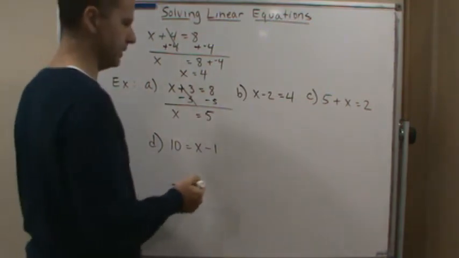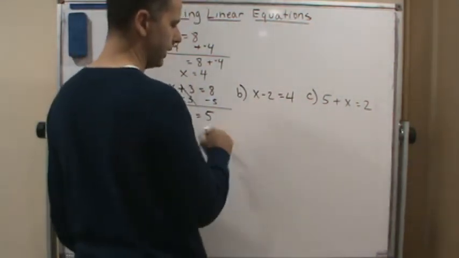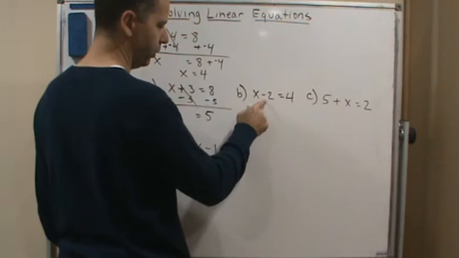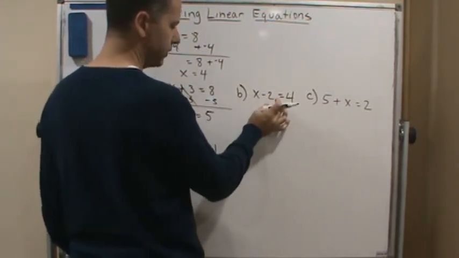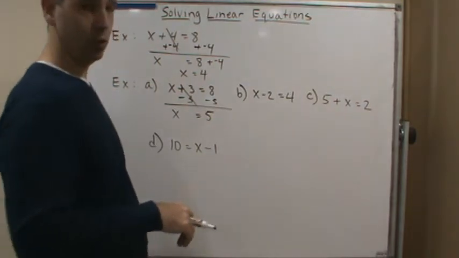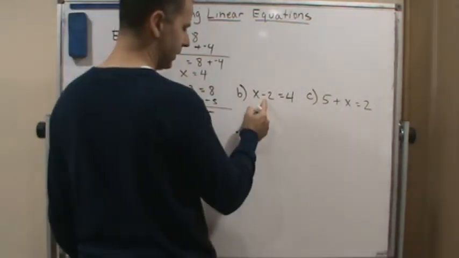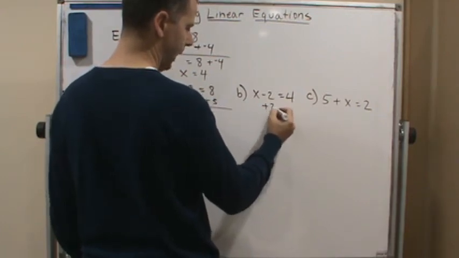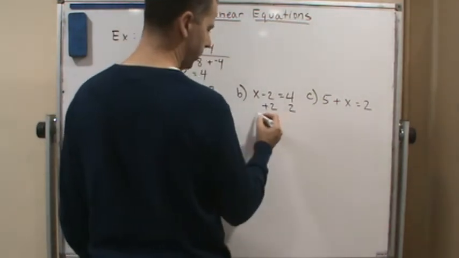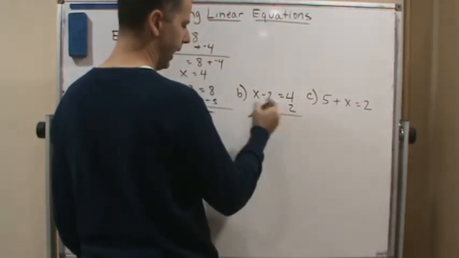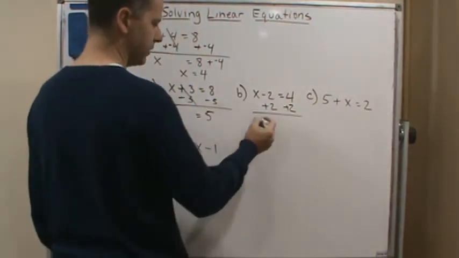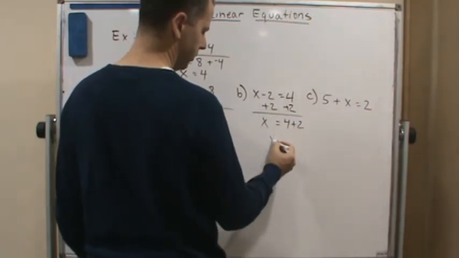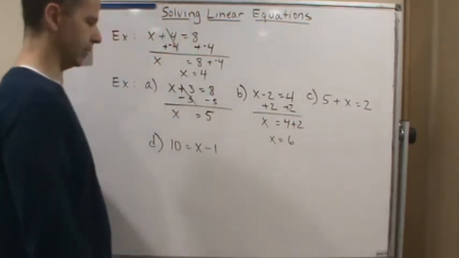Okay, so let's use the steps again. So part B, what are we doing? We're subtracting 2 here. So there's the variable. We're subtracting 2. We want to move this over to the other side. So we're going to add the opposite. So the opposite here is going to be 2. So we're going to add 2 to both sides. Since we're subtracting 2, we want to add 2 to both sides. And so we get x equals 4 plus 2. So we get x equals 6.